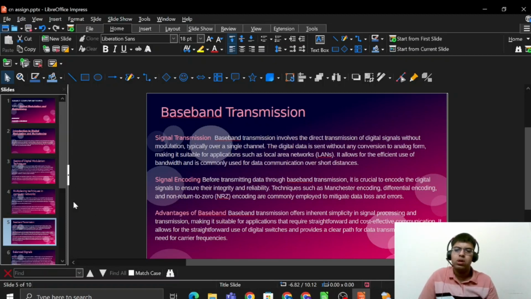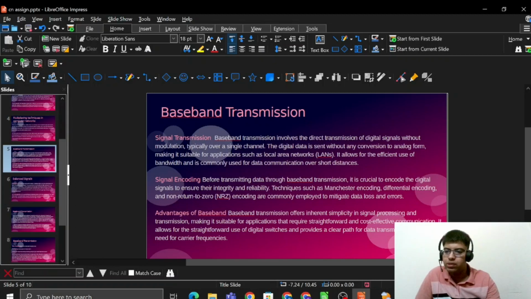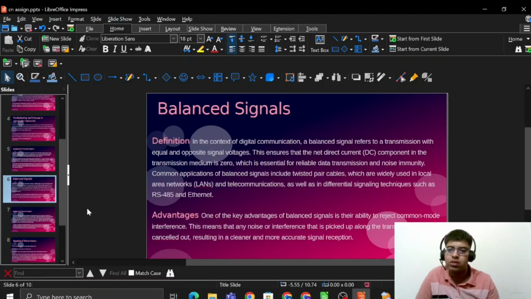Now, what's the advantage of using baseband transmission? Here, it allows inherent simplicity in signal processing and signal transmission, which makes it suitable for applications which require straightforward and cost-effective communication. It also allows for straightforward use of digital switches and provides a clear path for data transmission without a need for carrier frequencies. Now the next one is balanced signals.